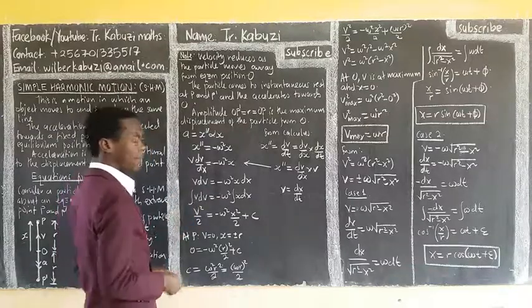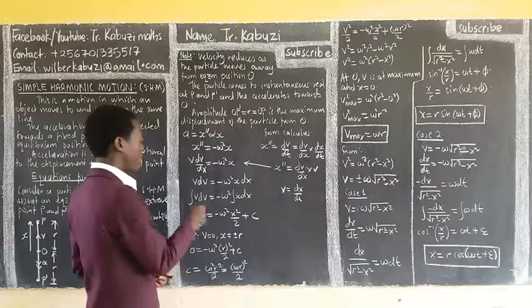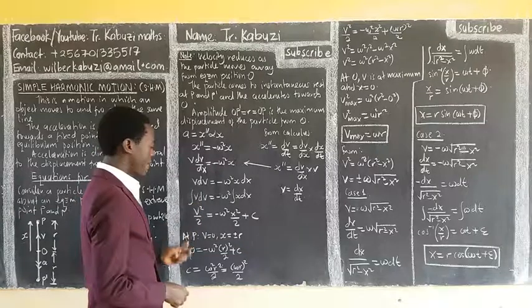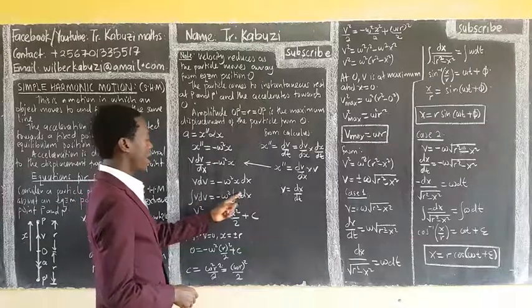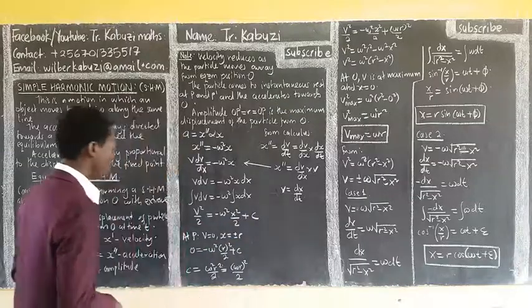When you integrate this, we increase the power by 1, divided by the new power. So this one is power 1. Increase the power by 1, divided by the new power. When you increase this by 1, you get 2, divided by 2. The same here, x squared over 2, plus a constant of integration.